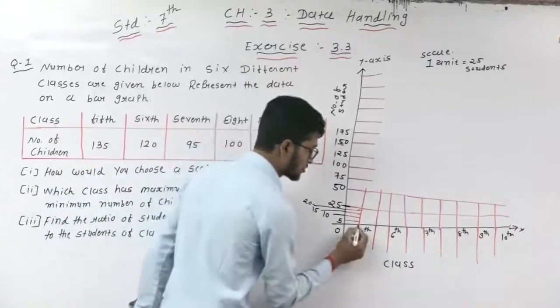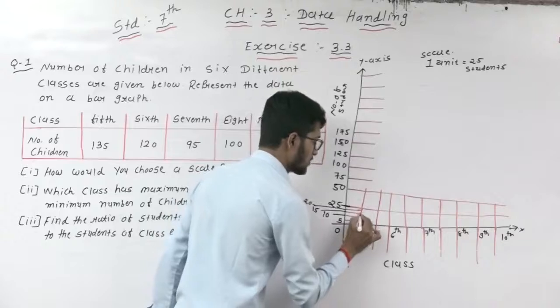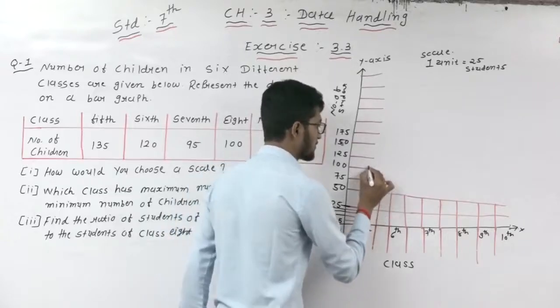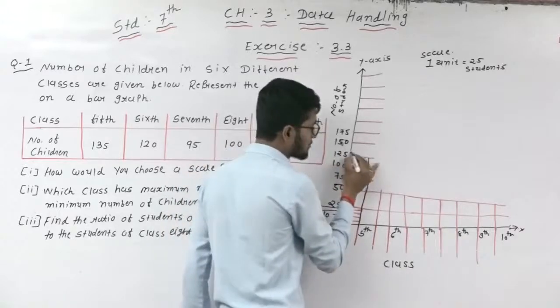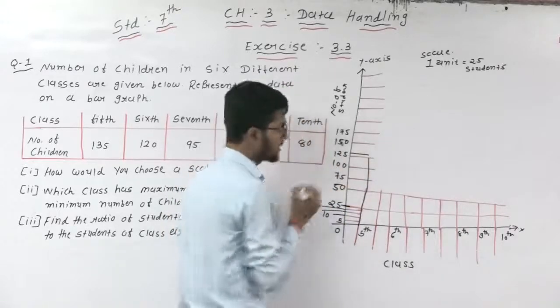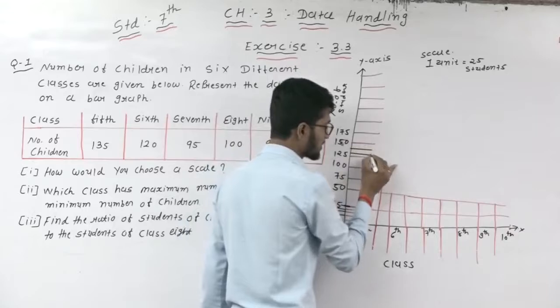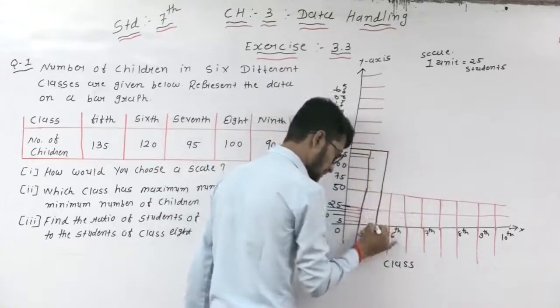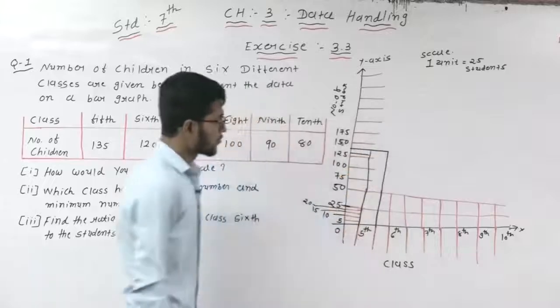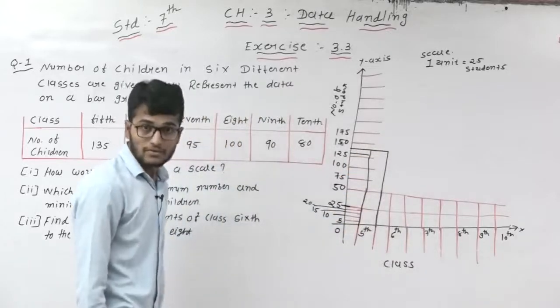135. So start to draw here. 135, 135, 100. Here is 125. The first line is 130 and the second line is 135. तो हमें second line तक जाना है, बाद में हमें इस तरह से नीचे आ जाना है. So this one is our first bar graph.